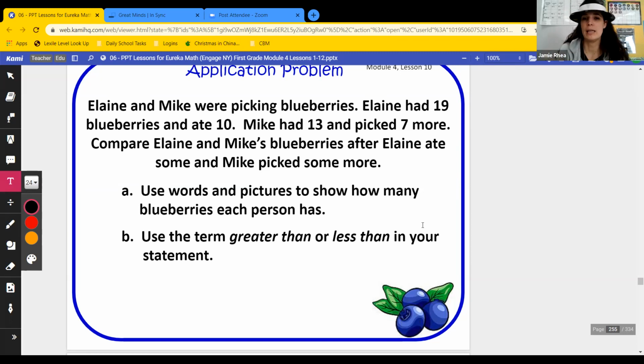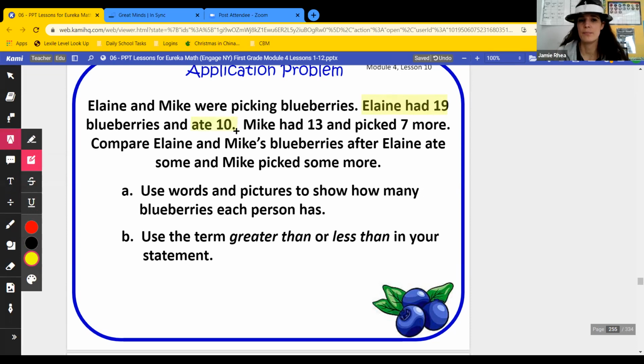Elaine and Mike were picking blueberries. Elaine had 19 blueberries. So let's highlight 19 blueberries and ate 10 of them. Okay, so guys, if I have something and I eat them or take them away, what do I need to do? I need to subtract. So I'm going to write this on my board real quick, just so I don't forget, because in a minute I'm going to show you my board. So she had 19 and ate 10 of them. All right, let's look for more clues.